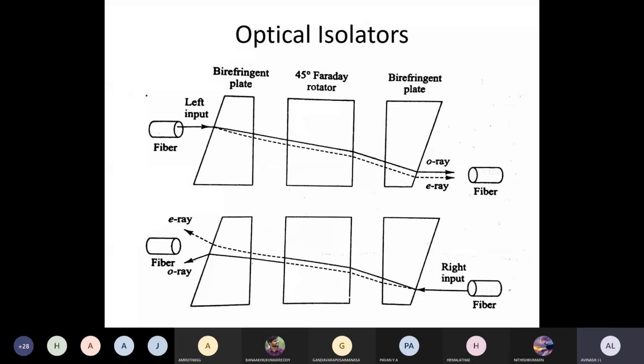This diagram indicates it very clearly. In the first, top diagram, you can see there is a birefringent plate. The input wave is applied from the left side. When the wave is imposed on the birefringent plate from the left side through the fiber, the wave gets split into the O ray and E ray, that is, the ordinary ray and extraordinary ray, perpendicular ray and parallel ray. Two rays are produced by the splitting.